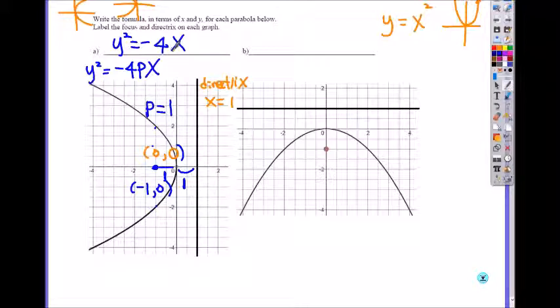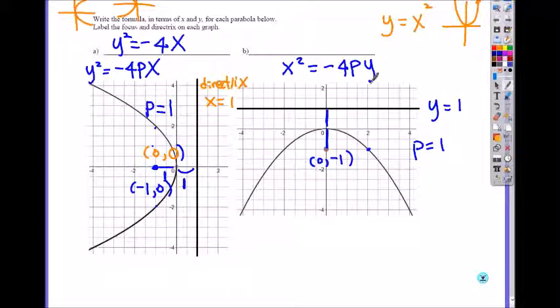The focus was given. So here, where's the focus? 0, -1, right? It's increasing by 0.5 when you read the scale. What about the directrix? It's at y equals 1. What's p? p is 1. This must then be 2p, you see? 2p, which is 2. So now this one opens down. So you start off with your equation, x squared equals, down, -4py. So now you just plug in 1 for p. So you get x squared equals -4 times 1 times y, which is -4y.